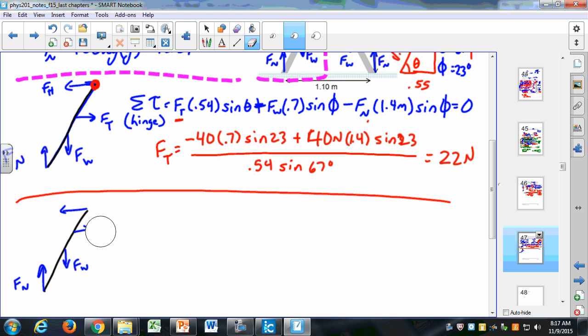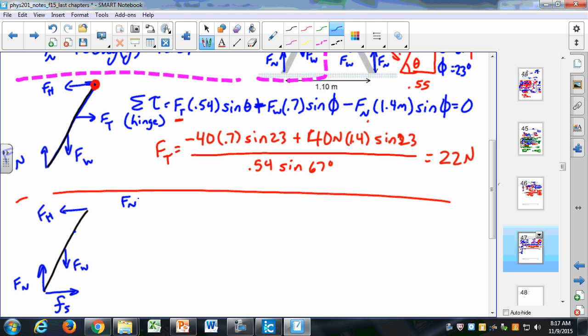So I don't have Ft anymore. Instead, I have a frictional force. There's my Fh. And then I have a frictional force, Fs, that's holding this in place. My normal force is still the same because there aren't any additional forces in the x direction. So my normal force is still 40 newtons. My weight is still 40 newtons. But my frictional force will be different.